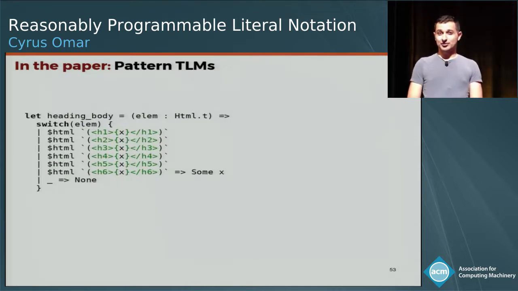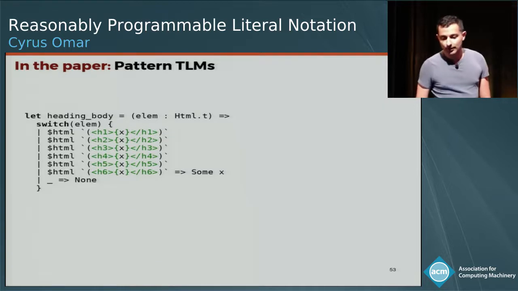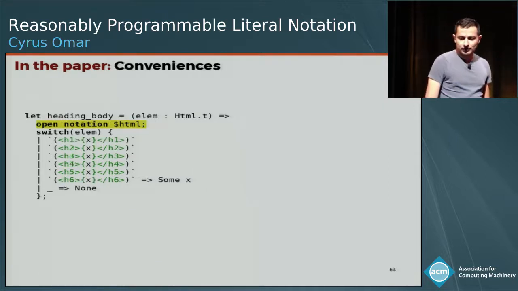So I've been talking just about expression TLMs. You can also have pattern TLMs that generate patterns instead of expressions. There's a little bit of a difference in how reasoning about binding works, obviously, because patterns introduce bindings instead of consuming them. The details are in the paper. You can see an example there. There's a few conveniences in the paper, for example, this open notation thing. If you're repeatedly applying the same TLM, like in all of the clauses of this pattern match, you can open that notation and it will be applied implicitly if you don't explicitly apply something. And so that gets you this nice, concise pattern match here.